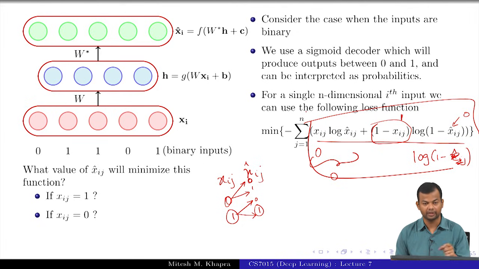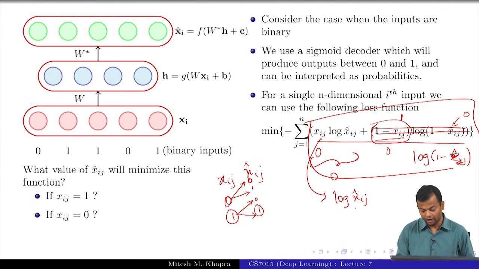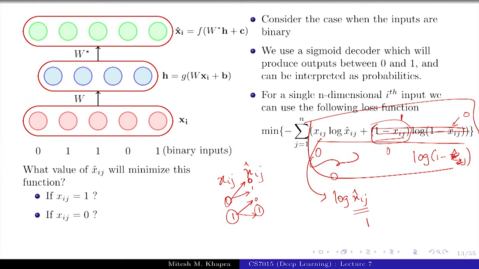Similarly, if xij is 1, then this 1 minus 1 will give you 0, so this term is going to disappear, but this term will remain. So this will just be log of x hat ij, because xij is equal to 1. Now if x hat ij is also equal to 1, then this will become log of 1, which is 0. That means again this expression will attain its minimum value when x hat ij is equal to xij is equal to 1.